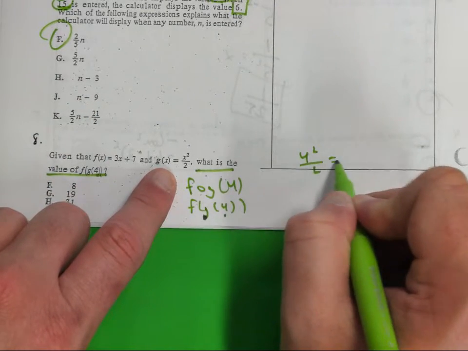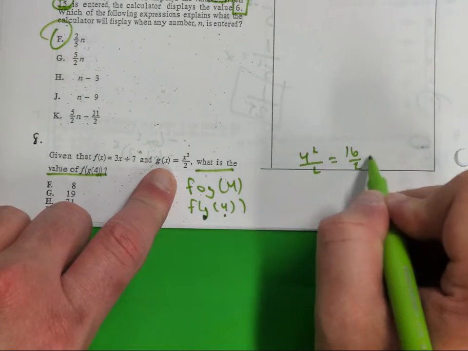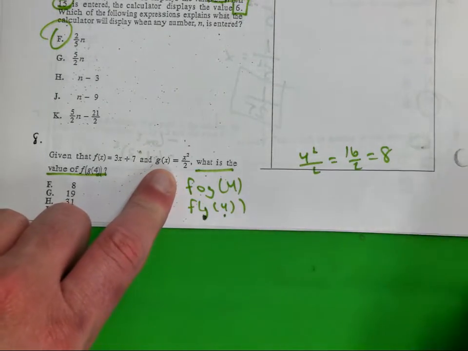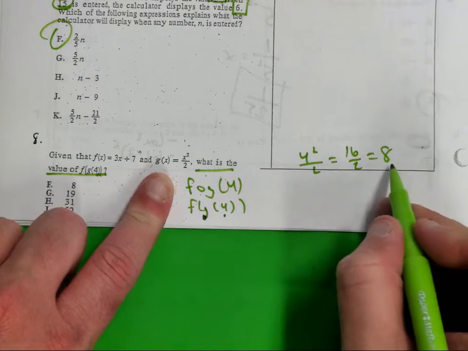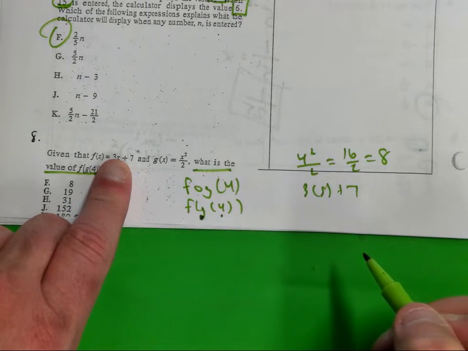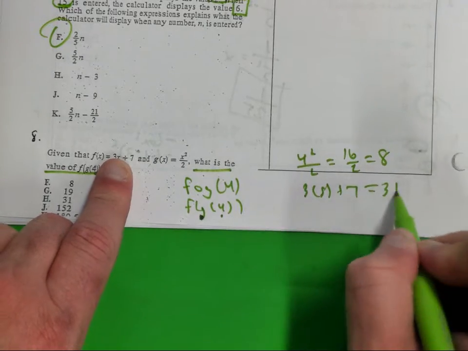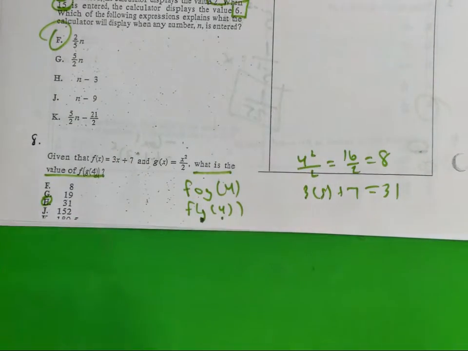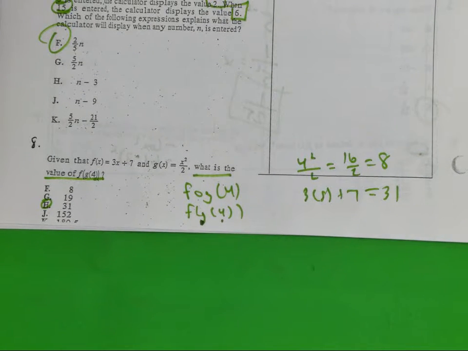4 squared over 2. 4 squared is 16 over 2, which is 8. So yeah, I wasn't obedient, so I did that quick. Now take 8. 3 times 8 is 24, plus 7 is 31, so it's H. There's always a question like that, y'all. Are there any questions on the function questions?